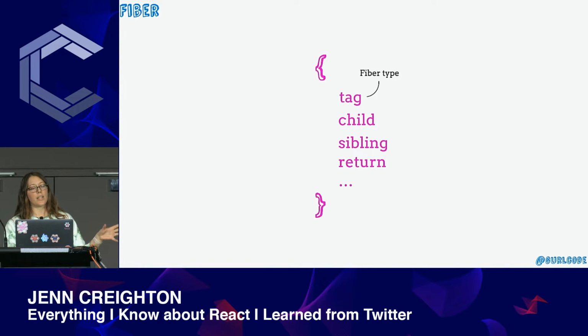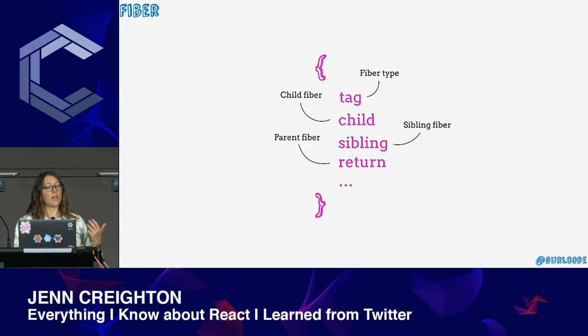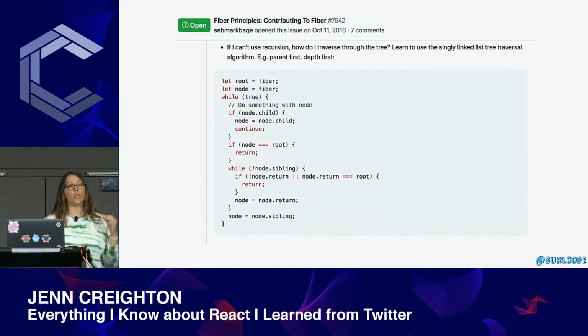So all Fibers are going to contain a tag key that corresponds to the Fiber type. So for example, if you have a class component, it's going to be of the class component type. And if you have a function component, its tag is going to be function component. Fibers link to their children, their siblings, and their parents, also known as their return. So similar to React elements, Fibers form a tree structure. We can traverse that tree using a while loop and a parent-first, depth-first traversal algorithm. So this is how we actually traverse without recursion. And if you look in the React source code, you're going to see a lot of while loops.